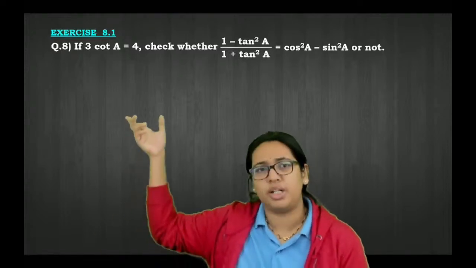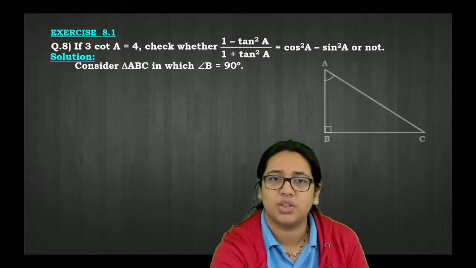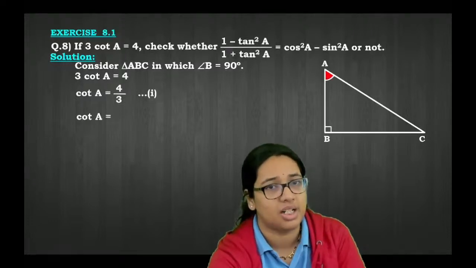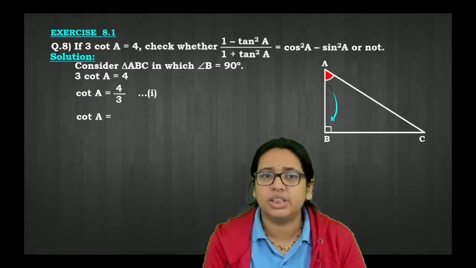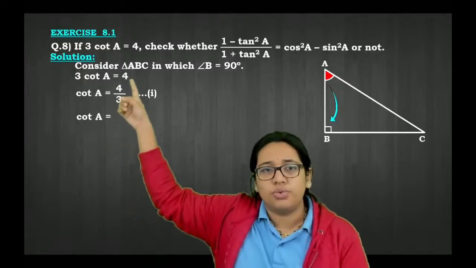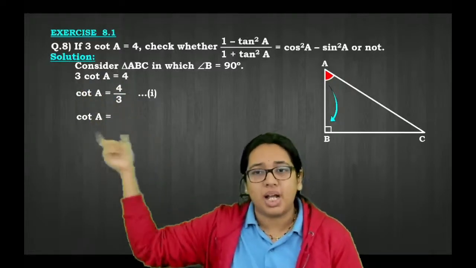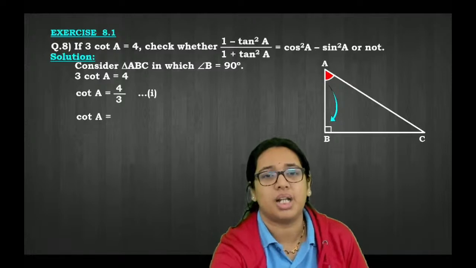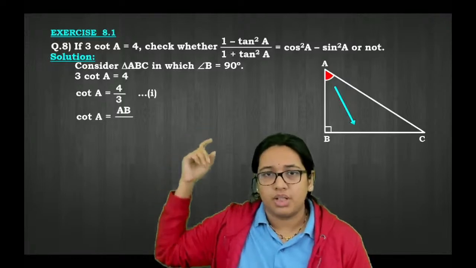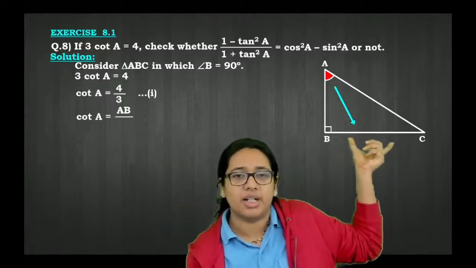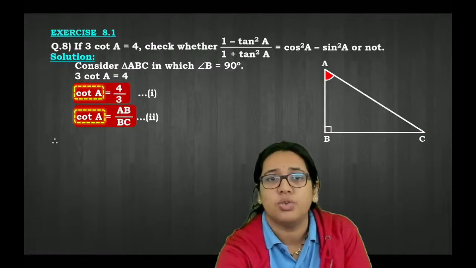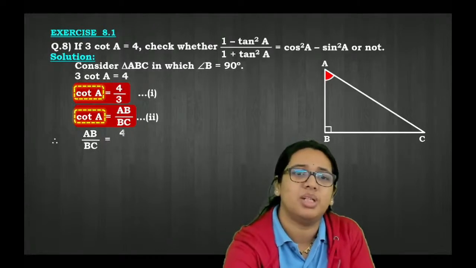But first part तो सेम ही है. 3 times cot A is equal to 4. So we'll just consider one of the right angle triangle, which is right angle at B. Given case is 3 times cot A is 4. So we can write this as cot A will be 4 upon 3, right? But आपको क्या पता है, cot is nothing but A upon O, which is nothing but adjacent side divided by opposite side. So we can write this as from equation 1 and 2, 4 upon 3 it's same as AB upon BC.